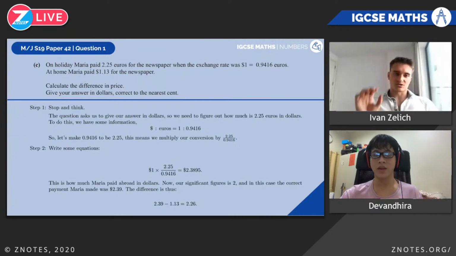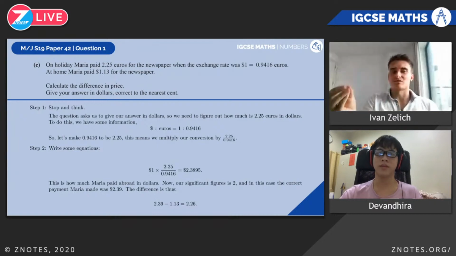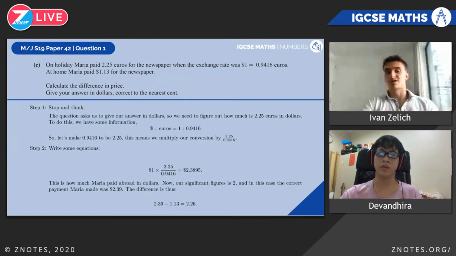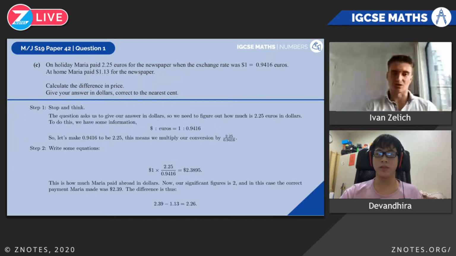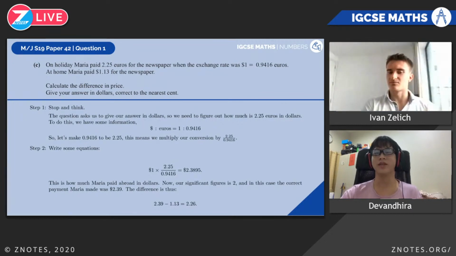So what I wanted to quickly say is that from the get-go, we know about 2.25 euros. So the euro is stronger than the dollar. So we know that roughly how much she paid would be even greater than 2.25. So if she paid at home 1.13, we do expect her to have paid more. So that's one way of making sure you're correct in the general idea of the problem, because procedure marks are quite important, I think, in GCSE. Is that right, Devan? Yep, that's correct. Cool.